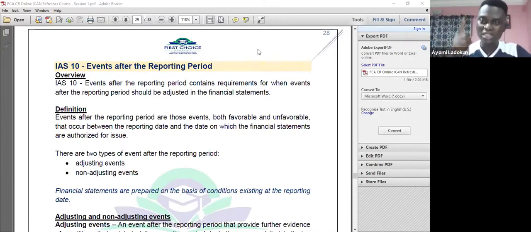However, now listen up. If a non-adjusting event will impact on the going concern of an entity, it becomes an adjusting event. So what's going concern? Going concern is the ability of a company to exist in the foreseeable future. So if a non-adjusting event has occurred and is going to impact on the going concern, then it becomes an adjusting event.